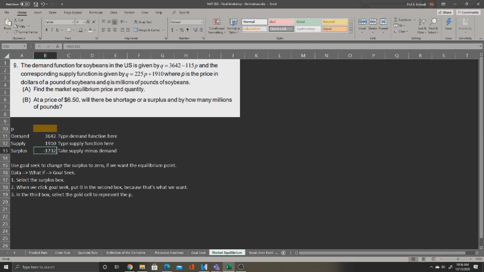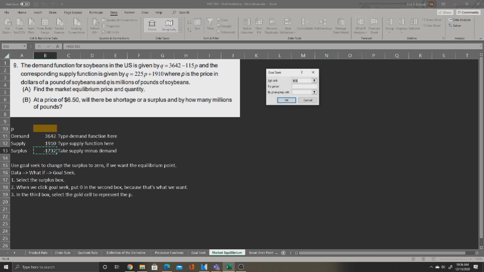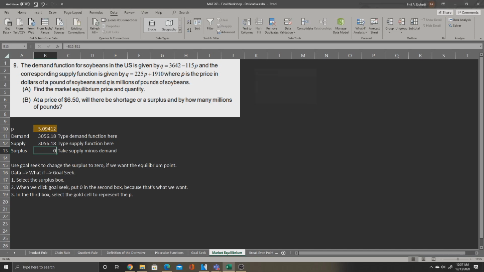So click the surplus box, step 1. Open up Goal Seek by going Data, What If, Goal Seek. In the second box, To value, put 0. That's step 2. Now for step 3, By changing cell, we click the box I painted gold. And there we go. So our equilibrium price is $5.09. And our equilibrium demand is 3,056.18 units.